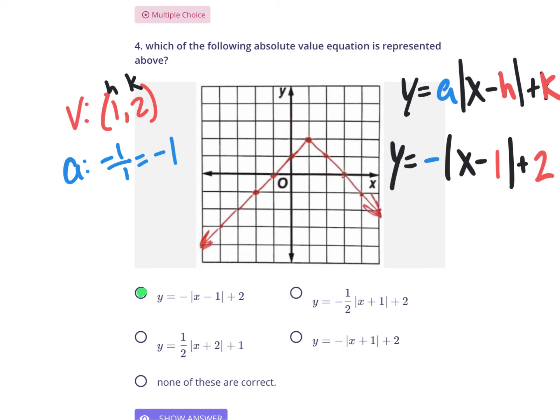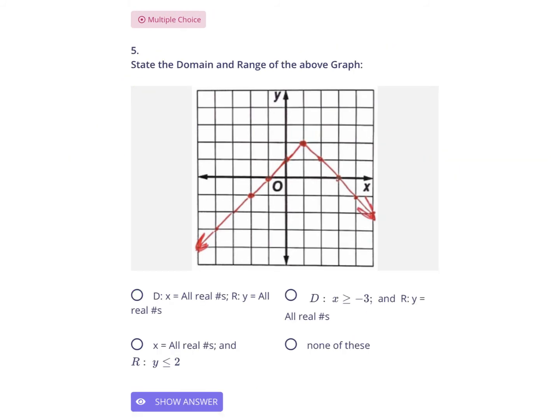Let's move on to number 5. Number 5, here we go. What do we have here? We have the vertex being 1, 2, which now we know our h and our k. Again, the vertex is this point up here. It's the maximum point of this V graph that's opening down. The a value is, how do you get from one point to the next point? You're going down 1 over 1, down 1 over 1, which we know is negative 1, which we know when we use our function, we're just going to plug in a negative sign.